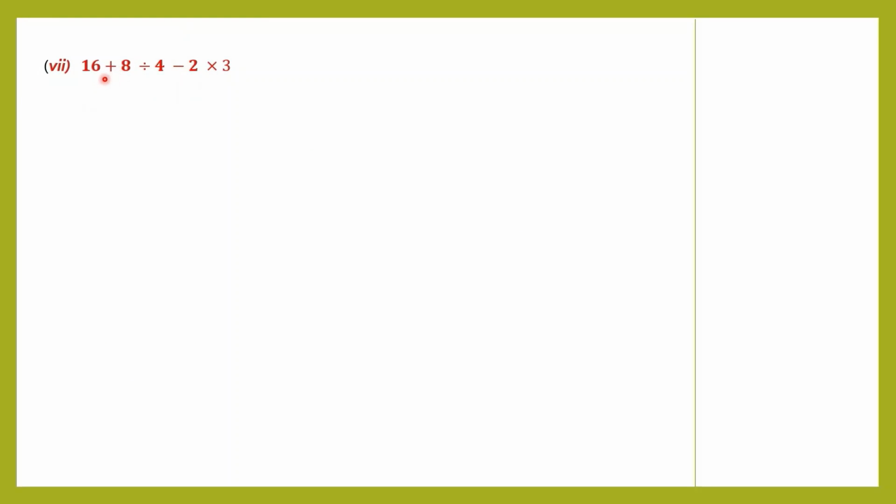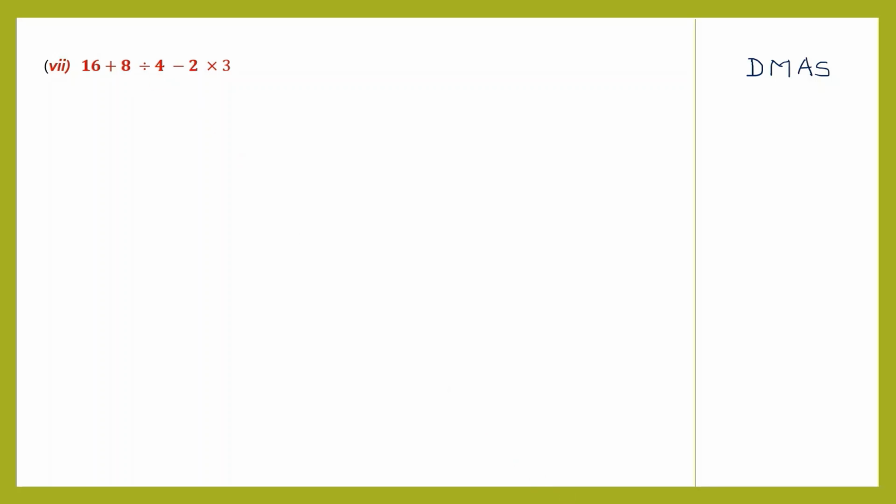Question 7. 16 plus 8 divided by 4 minus 2 into 3. Now there are many operations here. Addition, division, subtraction and multiplication. Since we don't have brackets and of, let me just take the last part of BODMAS. So that is D, M, A, S. This is the last part of BODMAS. B and O I have not written since we don't have brackets and of. Now according to this, division has to be done first. We have all 4 operations here. Division has to be done first.